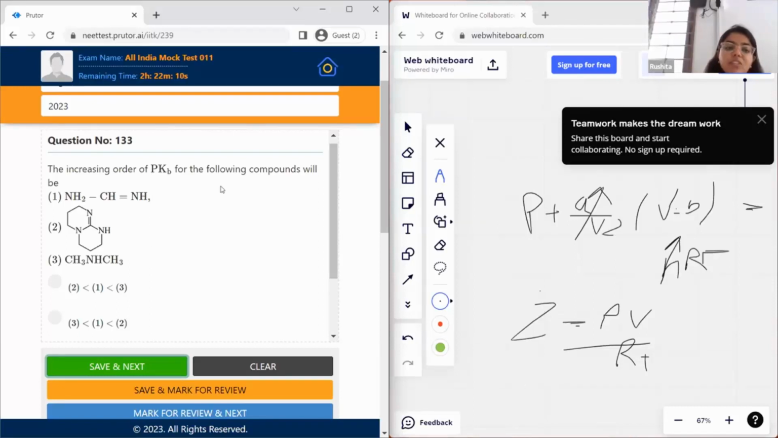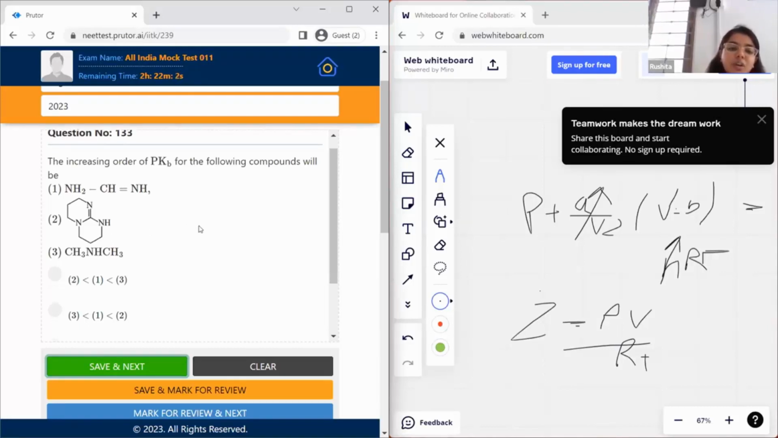pKb means 1 upon basicity, and 1 upon basicity is acidity. So the acidity you need to find out of all these three structures. The more the nitrogen bonding, the more the nitrogen resonance, double bond resonance in a structure, the more is the basicity, so the less is the pKb. pKb is 1 upon basicity, right? So basicity increases by the resonance structures.